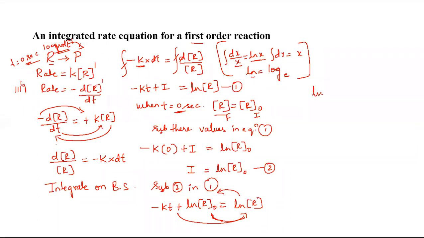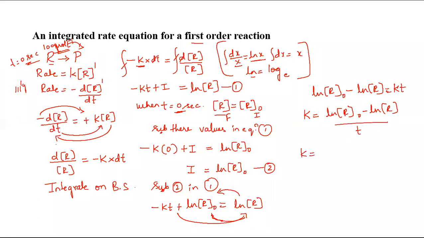Okay, so ln r naught as it is, minus ln r is equal to kt, because it was sent to the right hand side, the negative sign becomes plus. So ultimately what we'll get, k is equal to ln r naught minus ln r divided by t. Just observe the numerator. This is in the form of log a minus log b. Whatever formula you apply for log to the base 10, all will be applicable for natural log itself. Okay, it applies to that as well.